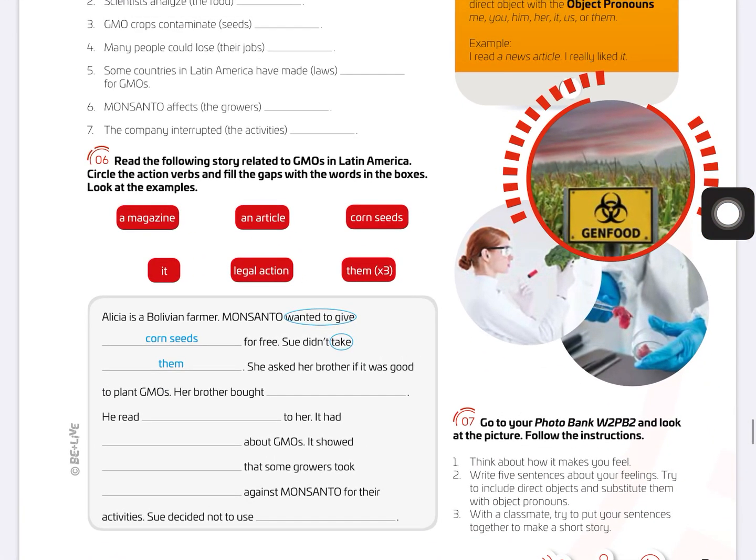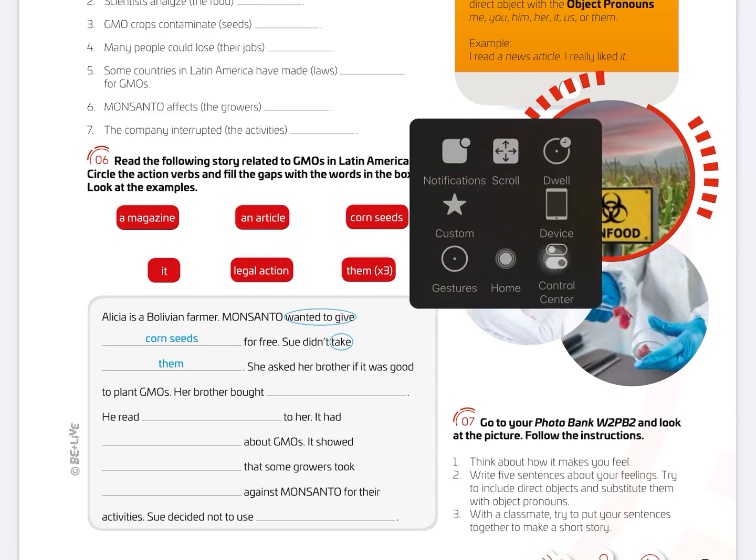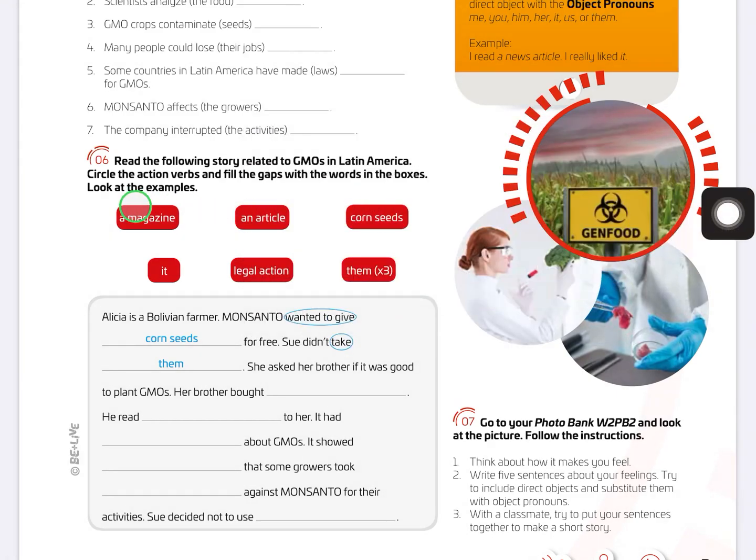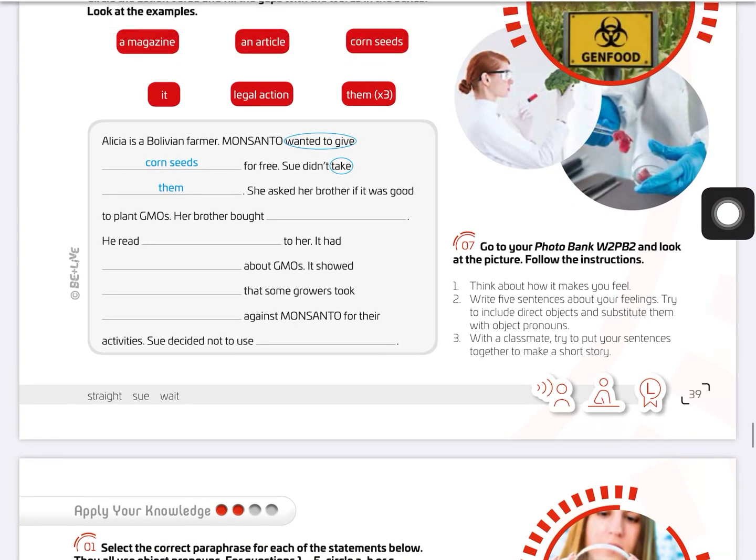Then and finally, we are going to do point number 6. Read the following story related to GMOs in Latin America. That is going to be this story. And circle the action verbs and fill the gaps with the words in the boxes. Those different 6 boxes we are going to insert here on those lines. And here you're going to circle the words that you consider express an action. Okay? And no more. That's everything for this week.